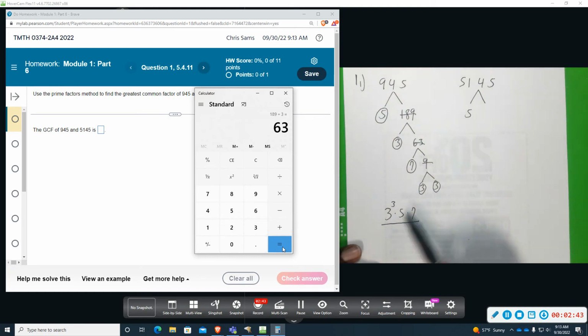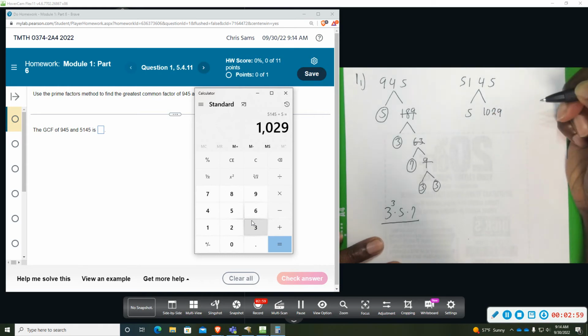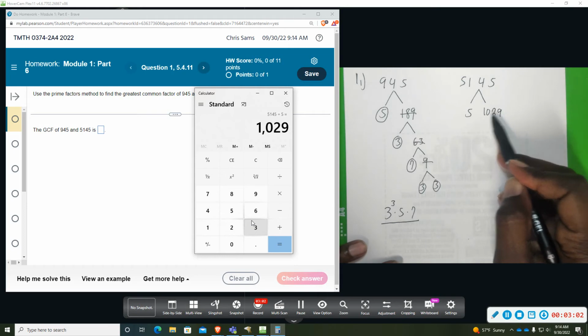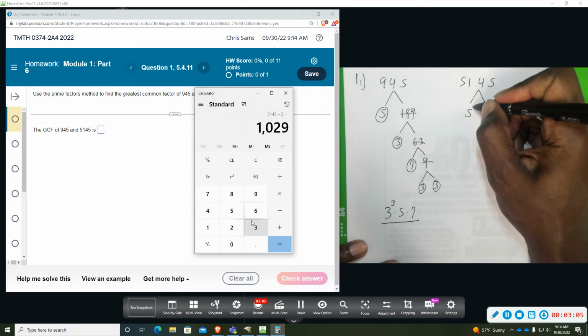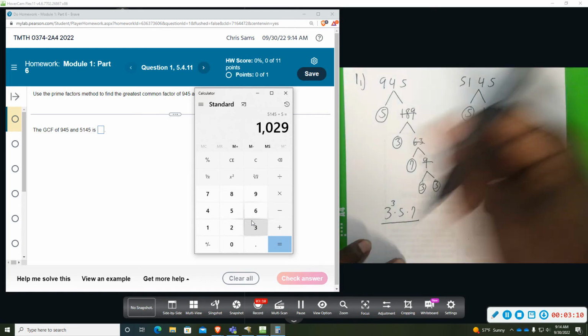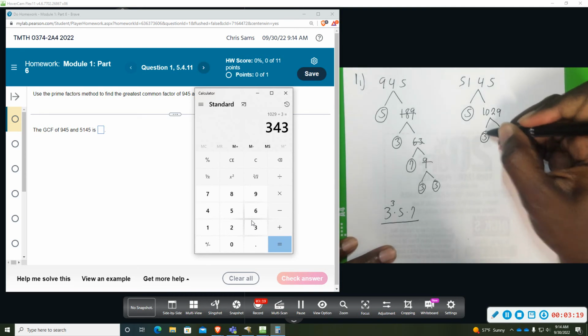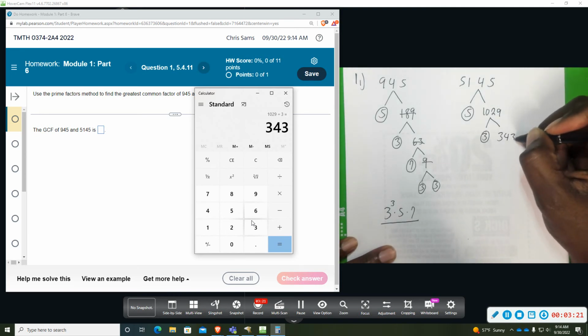All right, so now I'm going to find the prime factorization of 5145. So I'm going to type 5145 divided by 5, and that gives me 1029. All right, and then same thing, divisibility rules. I can see that this number is divisible by 3. So since 5 is prime, that one will stop. We will divide by 3. So I'm just typing on the computer divided by 3, and that gives us 343.